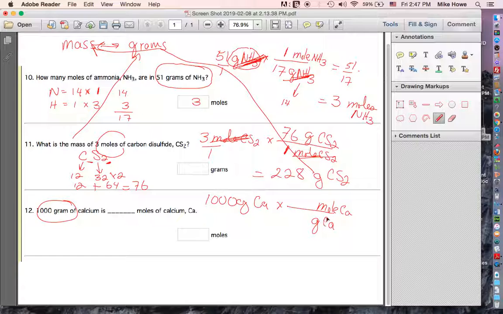Did I mention that? All right, so 1 mole of calcium, we always put 1 with moles, is equal to 40 grams. And we know that by looking on the periodic table. And since it's only calcium, we don't have to add anything, it's just 40 grams.